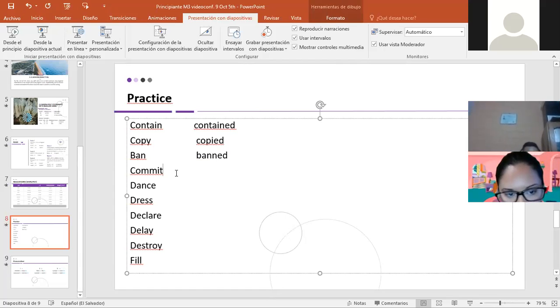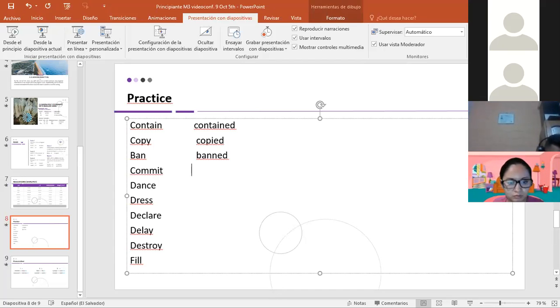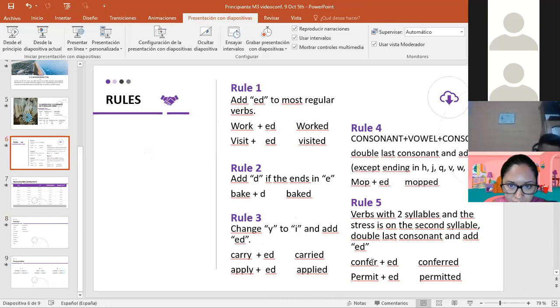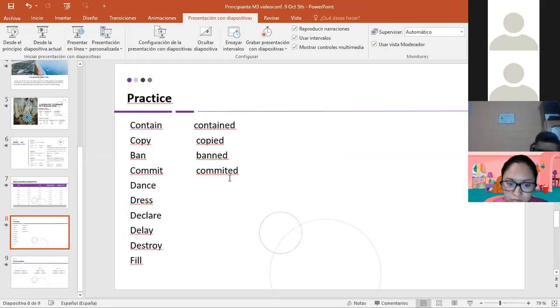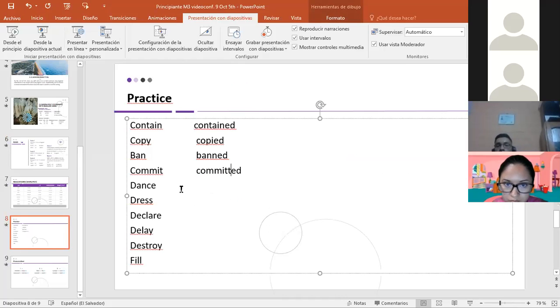Now, Abel, please, commit. C-O-M-M-I-T-E-D. Vaya, pero aquí entra en la regla, que es rarísima esta regla, pero tenemos que usarla. Commit, cometer, right? Cometer un crimen, por ejemplo. Esta es la regla más rara, la última. Que si la fuerza de voz va en la segunda sílaba, entonces doblamos la última consonante. ¿Sí? Ok. Entonces, ¿aquí cuál vamos a doblar, Abel? Letter T. Thank you very much. Good.